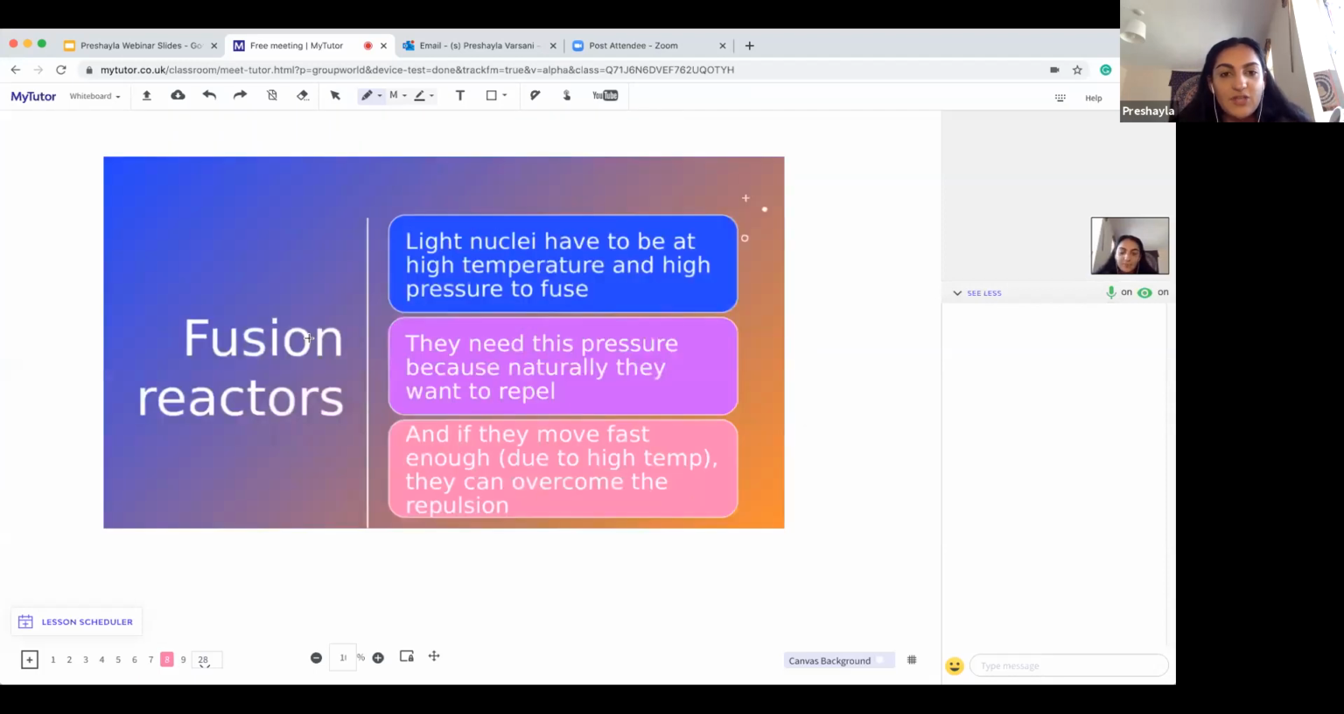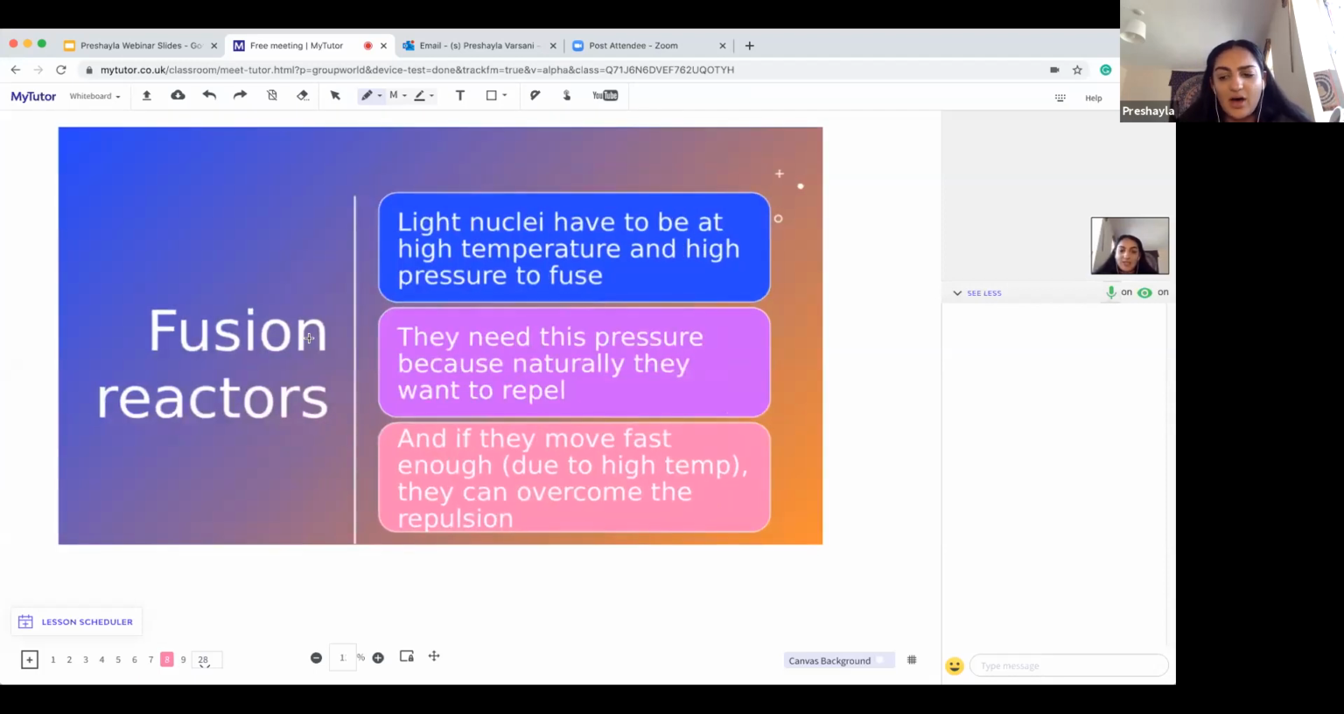And fusion reactors, then, we've said, are not really viable machines. The reason for this is that light nuclei have to be at a high temperature and a high pressure to fuse. Light nuclei need to be at a high temperature and a high pressure to fuse.